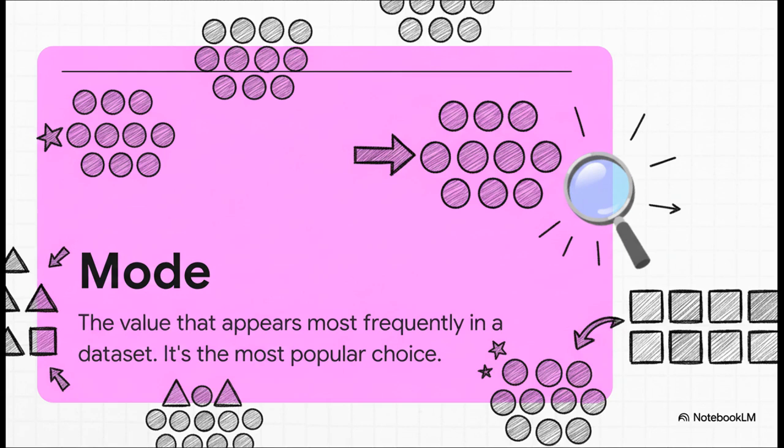And our third and final detective is the mode. The mode is all about popularity. It's just the value that shows up more often than any other one. Which number is the most common?